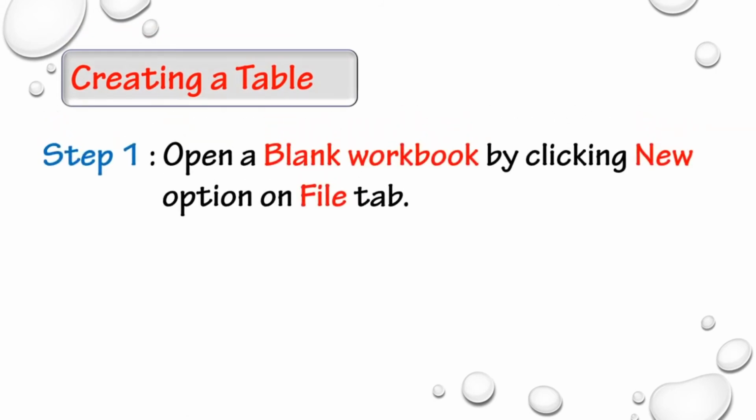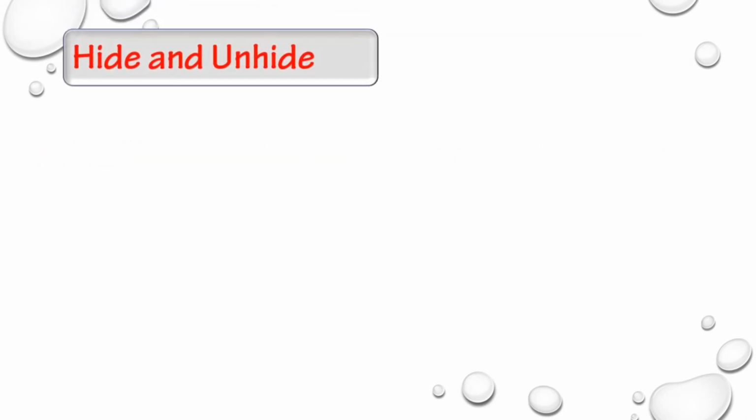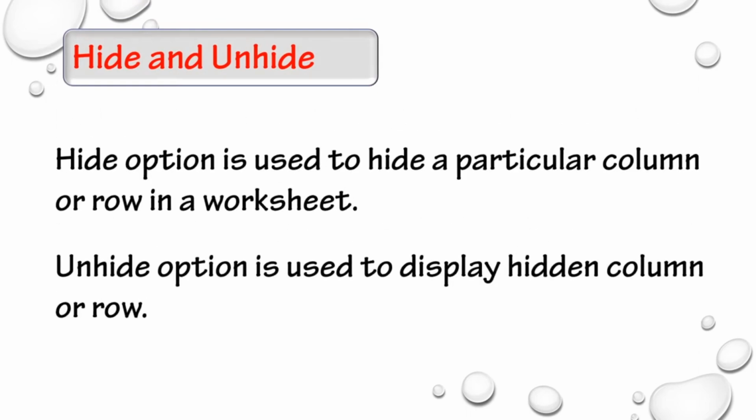Creating a table. To create a table, open a blank workbook by clicking New option on File tab. Hide and unhide. Hide option is used to hide a particular column or row in a worksheet. Unhide option is used to display hidden column or row.